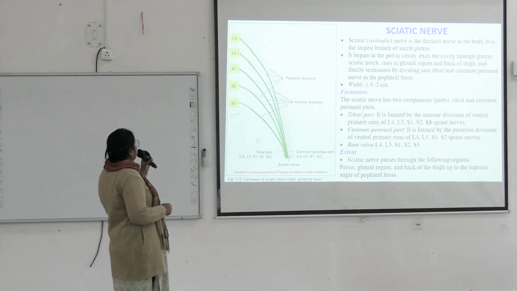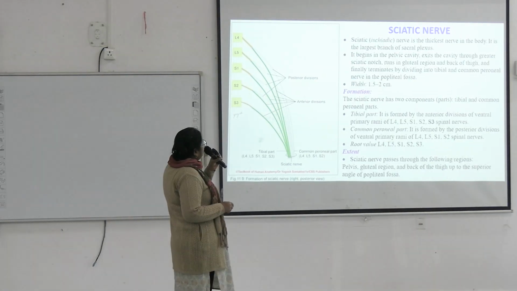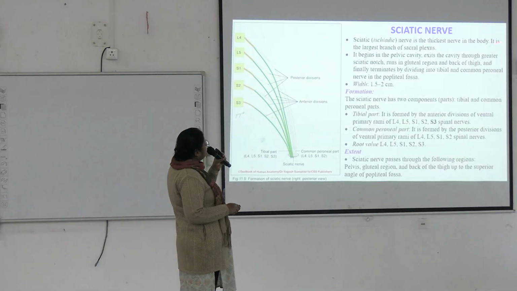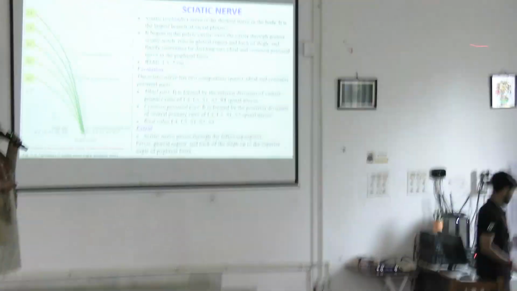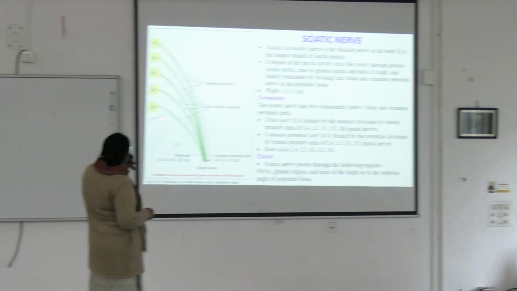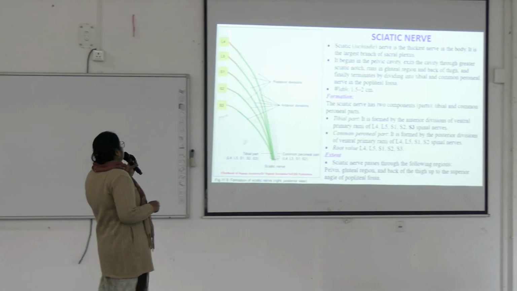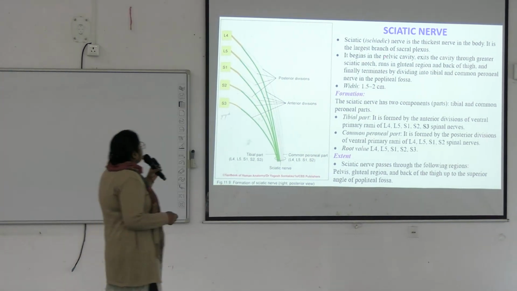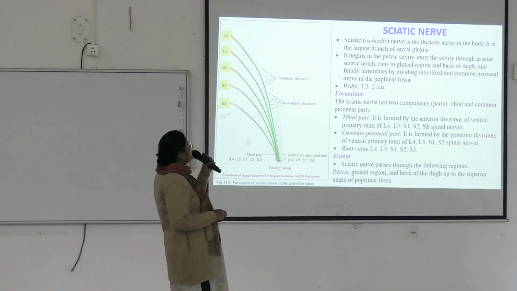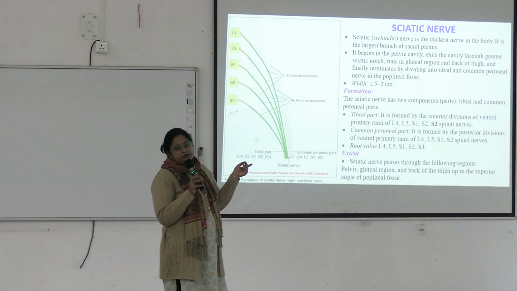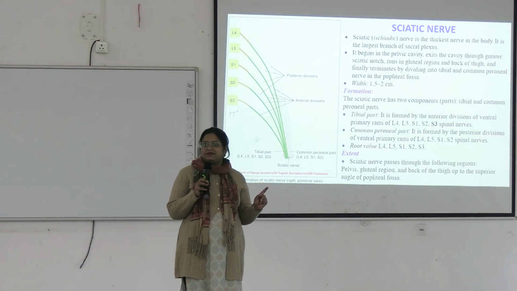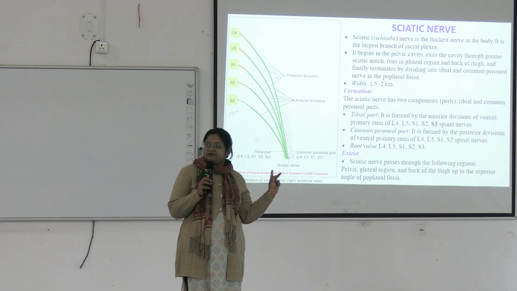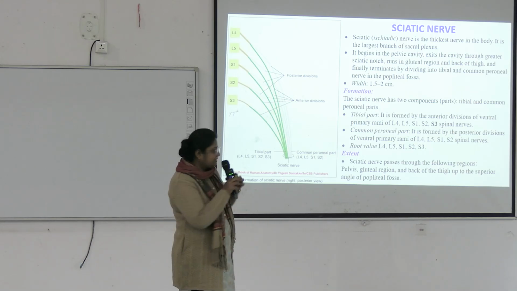Okay, lumbosacral plexus mainly. So the sciatic nerve is the thickest nerve in the body and it is the largest branch of the sacral plexus. Okay, so these are forming together the sacral plexus: L4, L5, S1, S2, S3. So it is the largest branch of the sacral plexus. The femoral nerve was a branch of the lumbar plexus. Okay, our sciatic nerve is a branch of the sacral plexus.